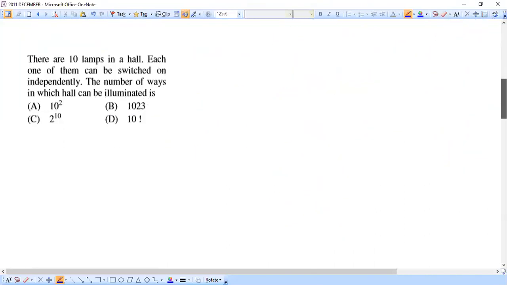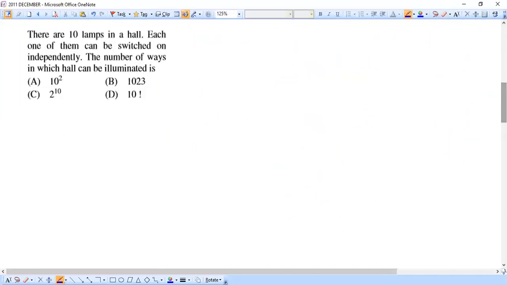Question number 2. Here we have our next question. Given here, there are 10 lamps in a hall. Each one of them can be switched on independently. Then the number of ways in which the hall can be illuminated is, that is, in how many ways we can light the hall. That's all. The question is very simple. In how many ways we can light the hall. So how many lamps are available? There are 10 lamps available.